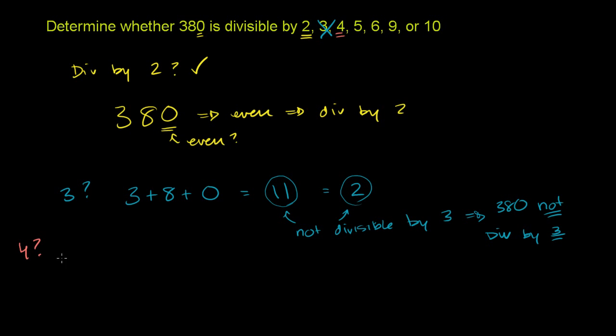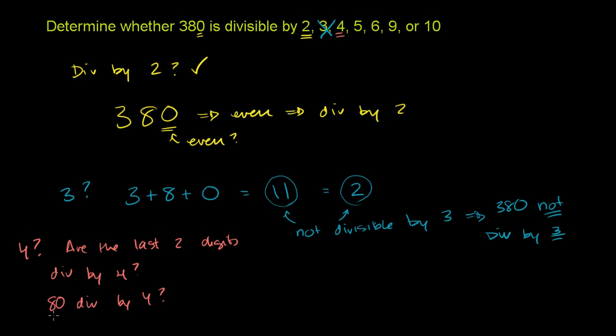Another way to think about it is, are the last two digits divisible by 4? And this comes from the fact that 100 is divisible by 4. So everything in the hundreds place or above is going to be divisible by 4. You just have to worry about the last part. So in this situation, is 80 divisible by 4?